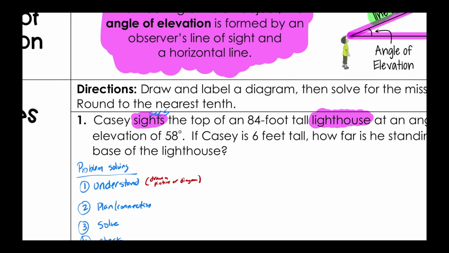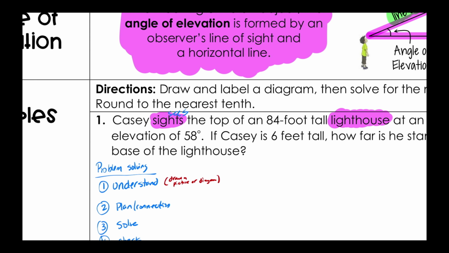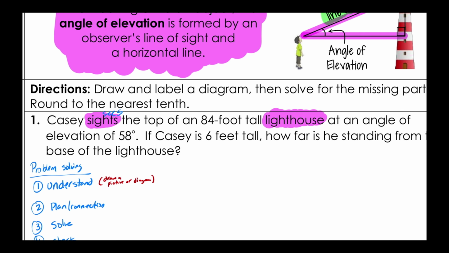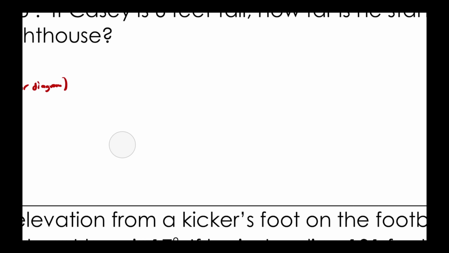So Casey sights or sees the top of an 84-foot lighthouse at an angle of elevation of blah, blah, blah. If Casey is 6 feet tall, how far is he standing from the base of the lighthouse? Okay, so let's draw a picture. Okay, so we know there's a kid named Casey. I'm thinking he's a kid. Maybe he's not a kid. Maybe it's an adult because Casey is 6 feet tall.